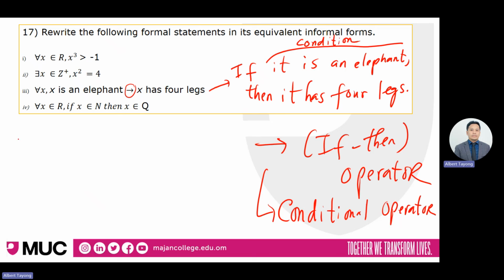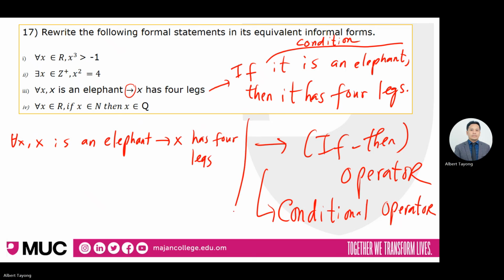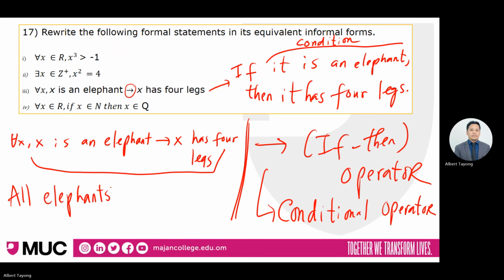You can also say, see, we have this, if x is an elephant, then x has 4 legs. So here you can use the plural. You can say all elephants have 4 legs. This is also correct using the plural form. Directly, you can use all elephants have 4 legs, which is shorter and easier. Okay, so you can use this as your final answer.